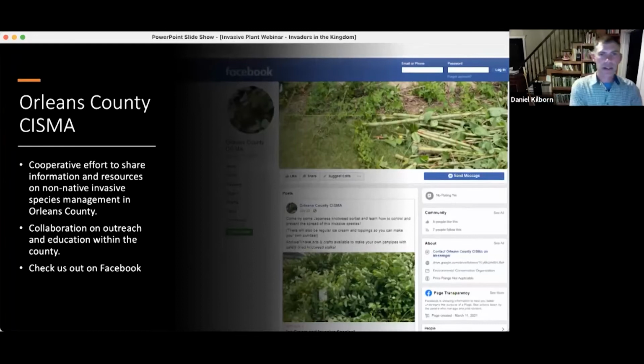It's kind of what it sounds like. It's a cooperative group of folks that get together to deal with invasive plants. And that might look like applying for grants, or it might just look like getting together and sharing information. We have a relatively newly formed CISMA in Orleans County with a number of conservation organizations. I'm not going to try and name them all because I'll forget someone and then feel badly about it.